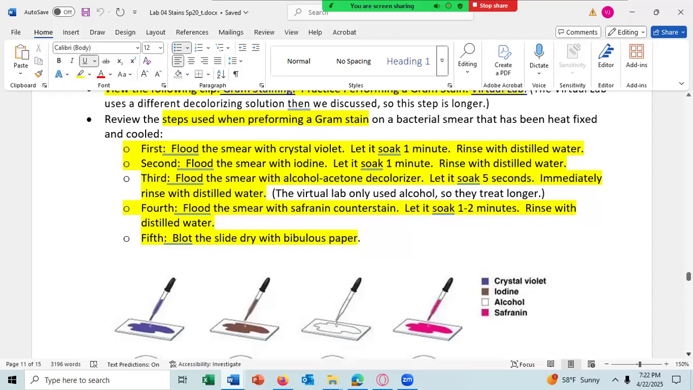So when you're giving me the steps of the gram stain, you do not need to tell me the water wash after each step, except for maybe the first time you should say, and then water wash. And you can make a comment and then do this after every next step.